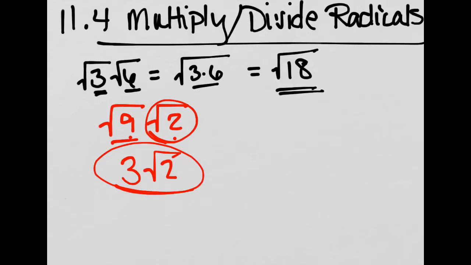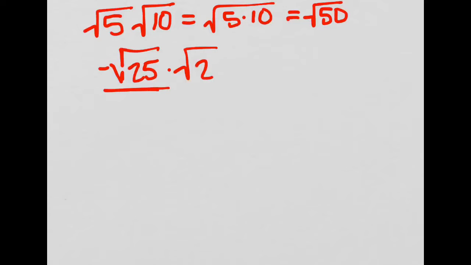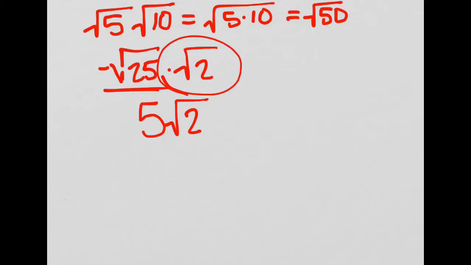Let's go ahead and try another one like that. Let's say I have the square root of 5 times the square root of 10. So I'm actually saying the square root of 5 times 10, which gives me the square root of 50. Factors of 50. With a perfect square, I have the square root of 25 times the square root of 2. The square root of 25 is 5, and then this remains within the radical symbol, so that is our simplified version.